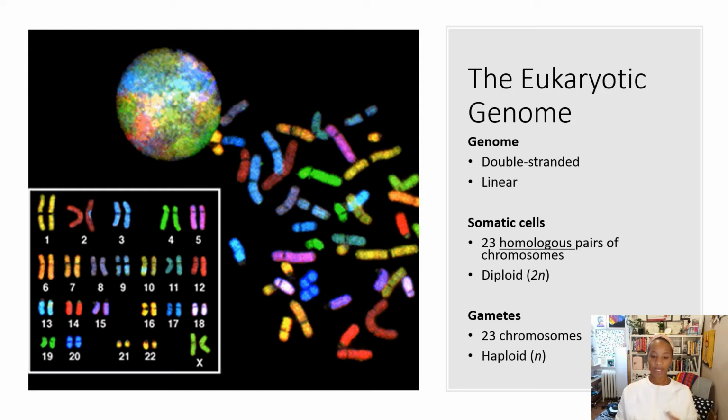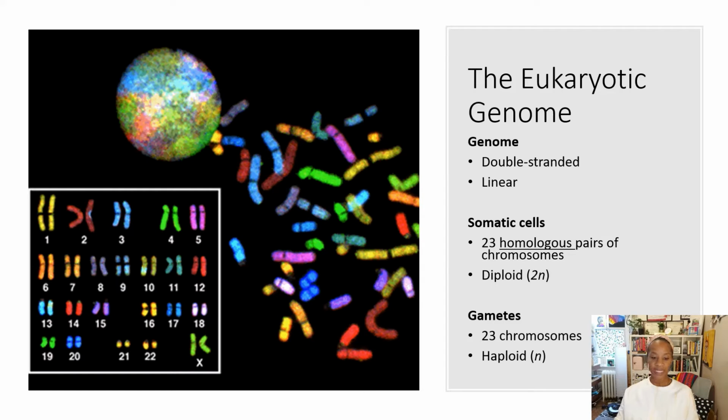In eukaryotes, the genome consists of several double-stranded linear DNA molecules. Each species of eukaryotes has a characteristic number of chromosomes in the nuclei of its cells. For example, humans have 46 chromosomes and fruit flies have 8. In humans, somatic cells, which are cells of the body, have 46 chromosomes in 23 pairs. Human gametes, or the sperm and the egg, have 23 chromosomes each.